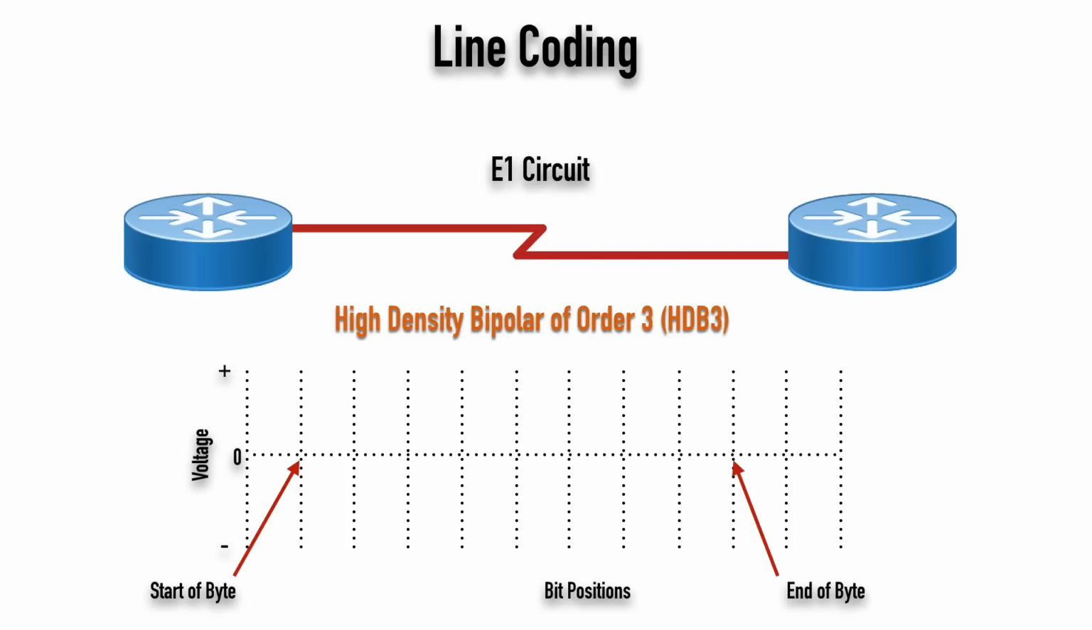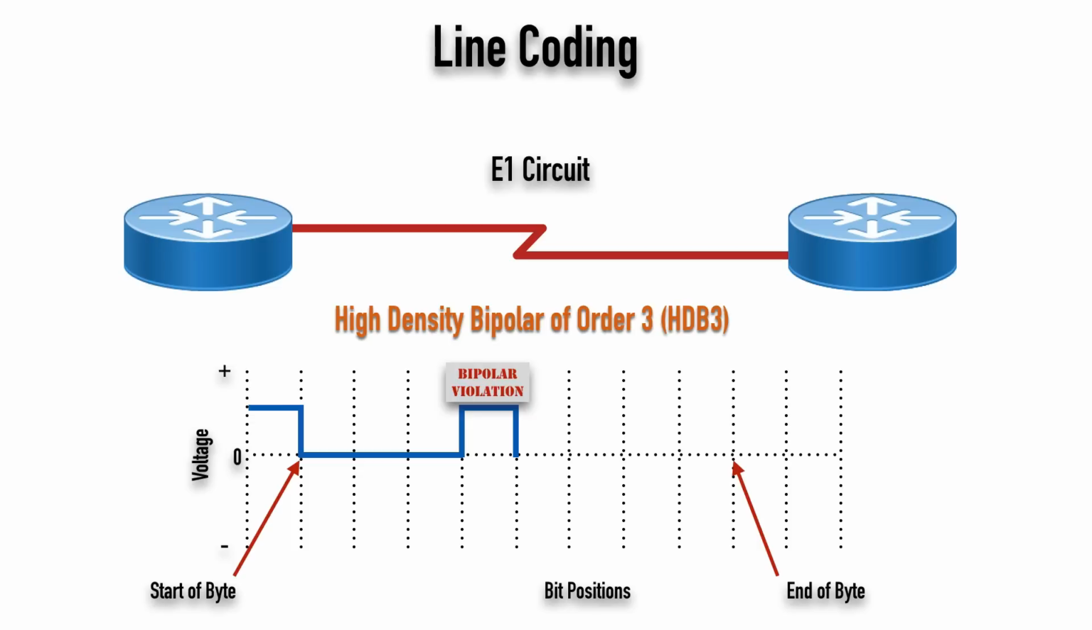Let's say before this byte containing all zeros begins, the previous binary 1 was represented with the positive voltage. Well, here, we're 3 bits into this byte, and HDB3 says we never want to have more than 3 consecutive bits that are all zeros. So what do we do? We're going to create a bipolar violation at bit position 4 inside of this byte.